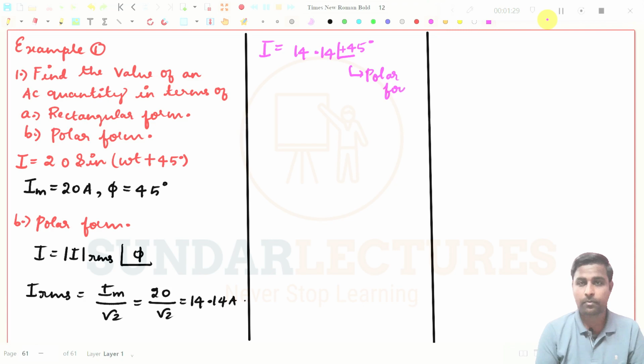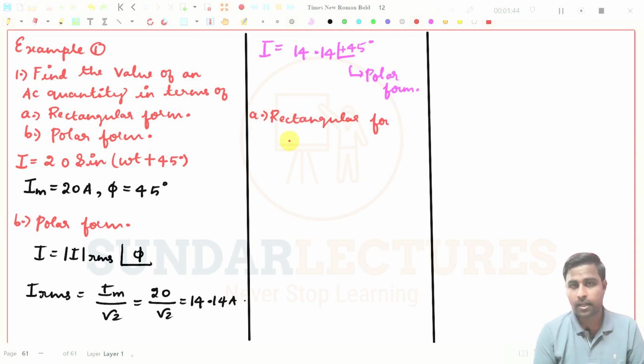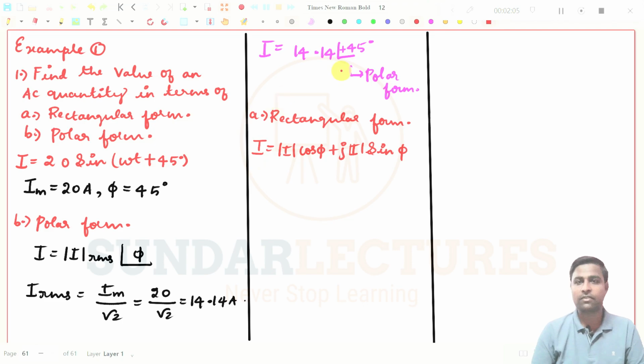Polar form. And if you want to go for the rectangular form, so I will take it here, rectangular form. And what is the rectangular form? This will be equal to, I am just directly writing modulus of I, I don't need to write RMS. You by default understand that this will be RMS value, cos pi plus j modulus of I sin pi. That's all, right? We know modulus of I here. What is this value? This is nothing but modulus of I, which means RMS value. That is nothing but 14.14.